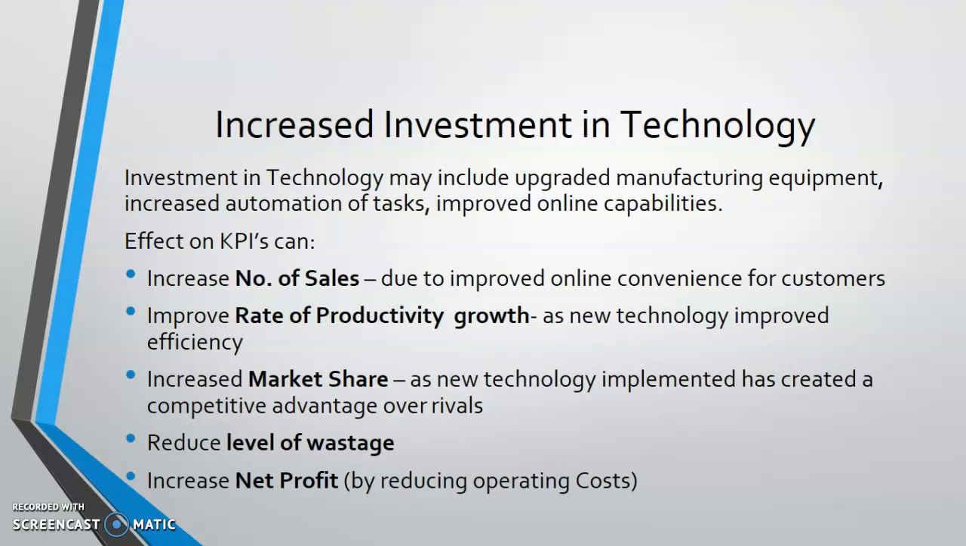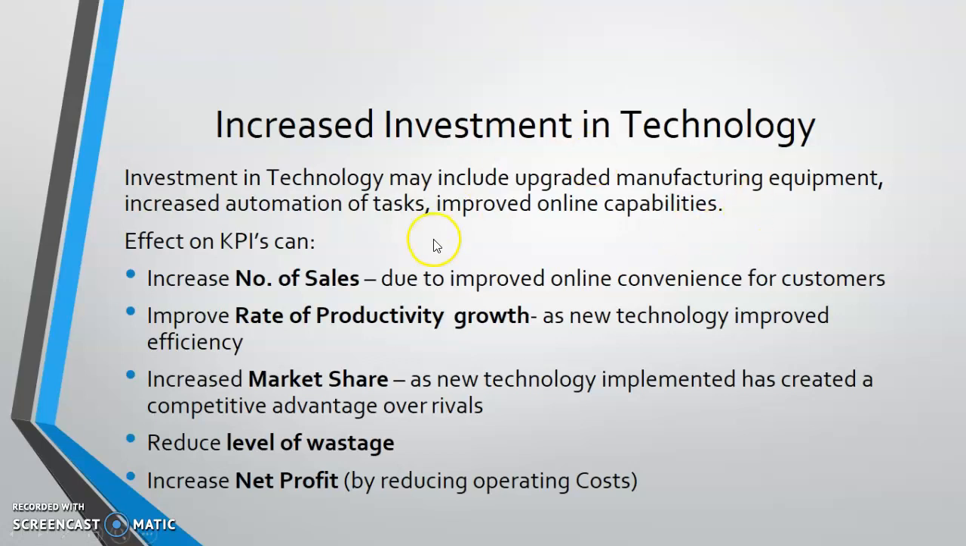Now, increased investment in technology. So technology is the most important thing these days. Investment in technology may include upgraded manufacturing equipment, so changing the equipment, upgrading it, or getting altogether new equipment, increased automation of works, and improved online capabilities. Okay, again, we've talked about automation, automated production line. Online capabilities mean online purchases, having an online presence where it is easy for customers to actually buy the products.